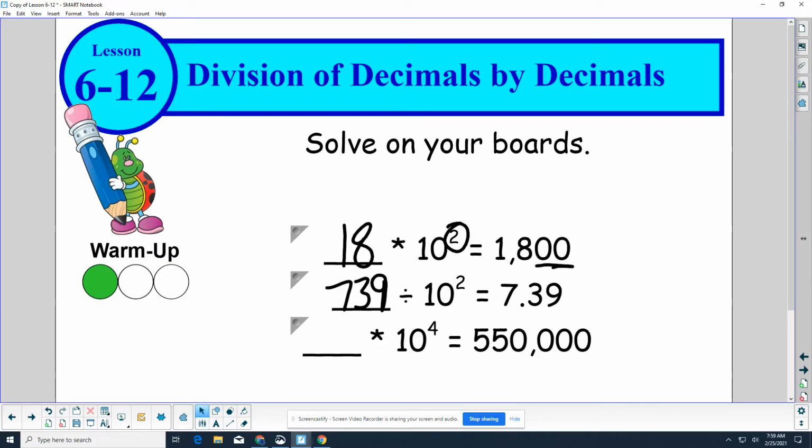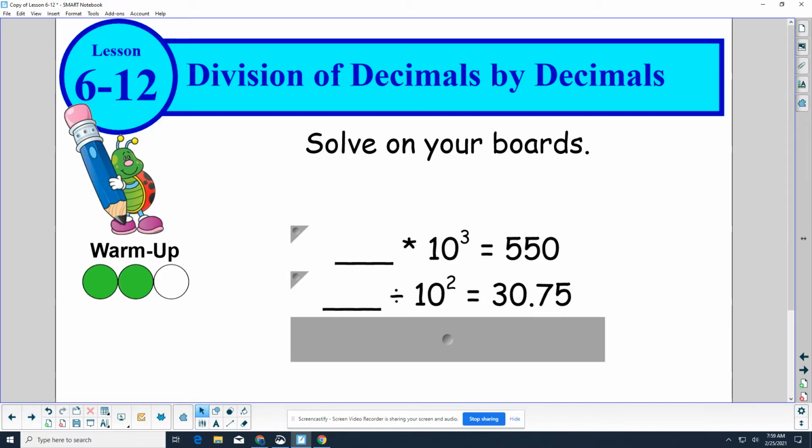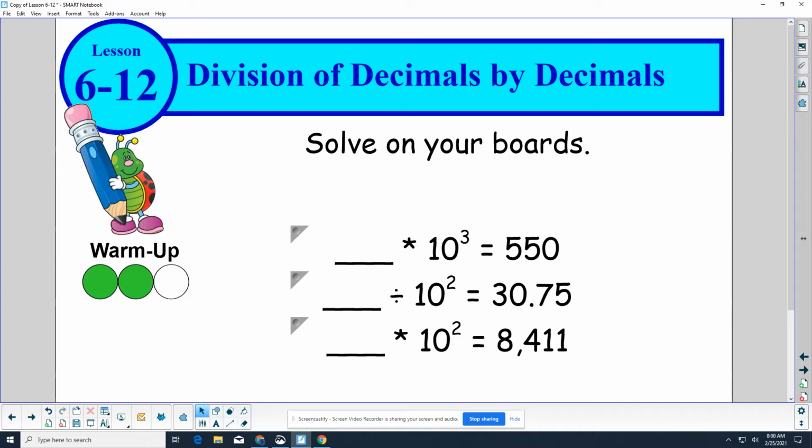And our last one on here, multiplied by 10 to the fourth. So when I look here, I can see my exponent 4. And I see I have 4 zeros. So I know that it would be 55 times 10 to the fourth, and they just added 4 zeros. Okay, so I want you to look at these, pause the video, go ahead and try these on your own, and then come back.